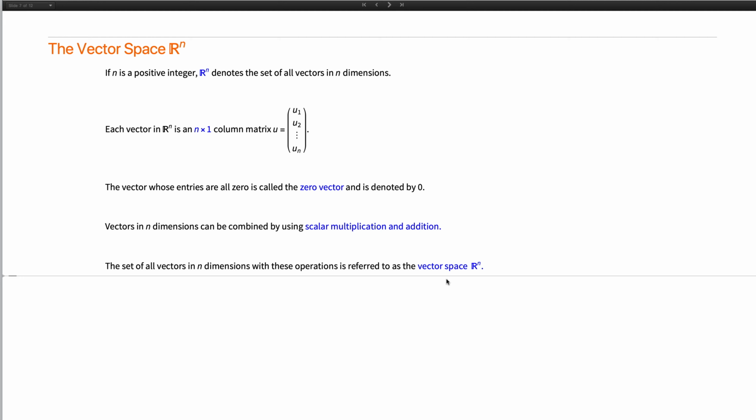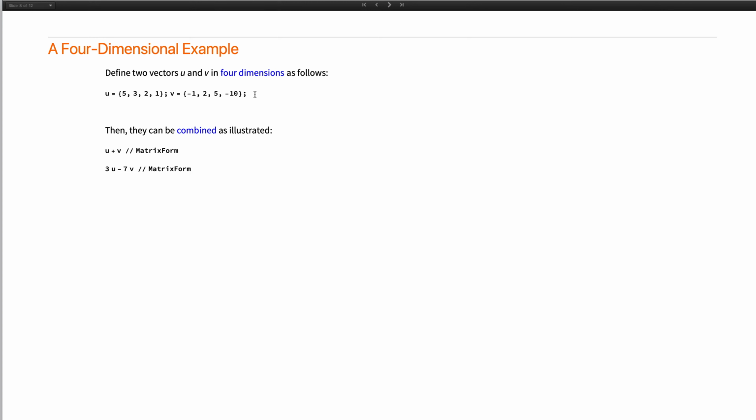So vector spaces are just collections of all vectors of a certain type with the operations defined by scalar multiplication and addition. And the most important vector space for this course is the space Rn. Okay, so a simple example here is a pair of vectors in 4 dimensions, u and v. And you can combine them. You can do u plus v, and you can do 3u minus 7v, and it's all quite simple.